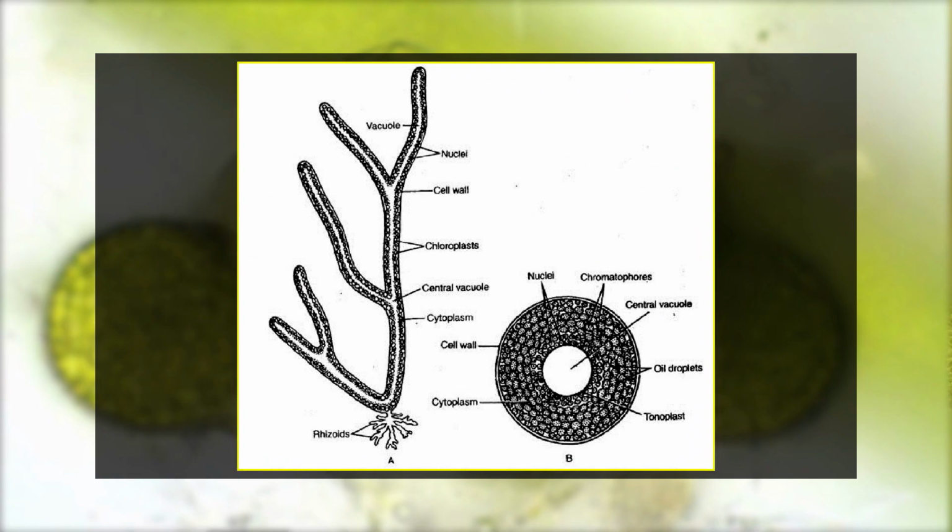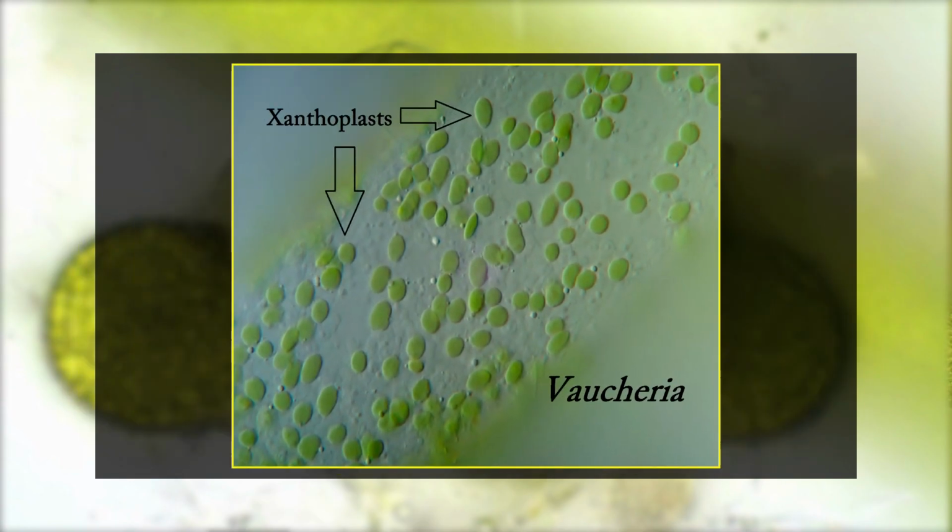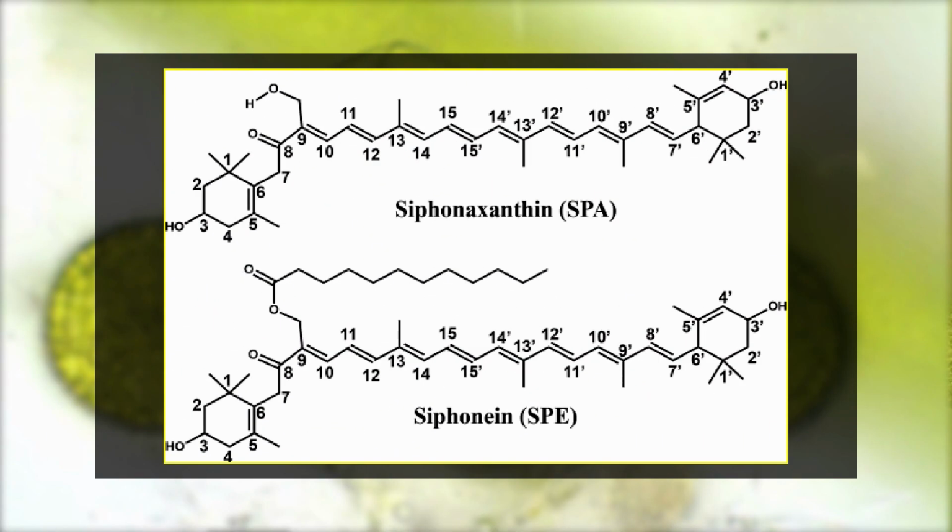The protoplast is present in the form of continuous layer between cell wall and central vacuole and is distinguished into outer colored part and inner colorless part. The outer part contains large number of small yellow-green, discoid, oval and elliptical plastids called xanthoplasts or chromatophores. They contain chlorophyll A and E, carotenes and xanthophylls like vaucheriaxanthin and other xanthophylls.